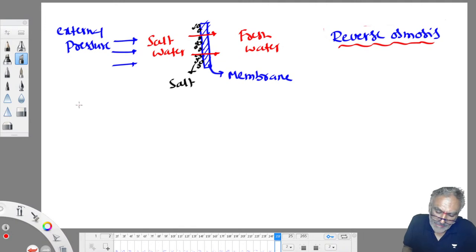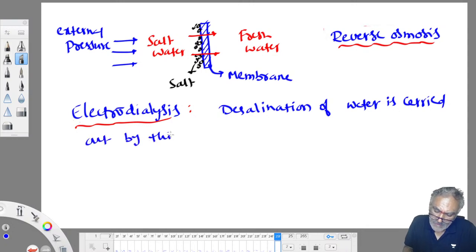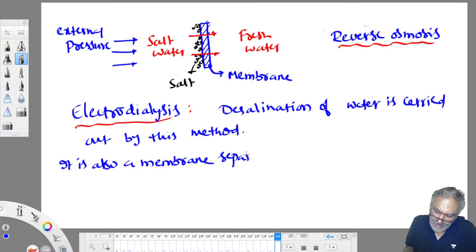Similarly, electrodialysis. Electrodialysis is also a membrane separation process used for desalination of water. There we use pressure force, here we use electric force. So desalination of water is carried out by this method. It is also a membrane separation process, but here we use electric forces instead of pressure force.